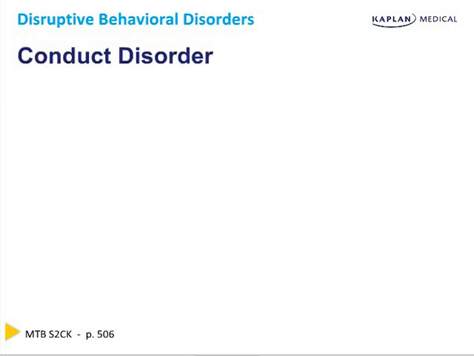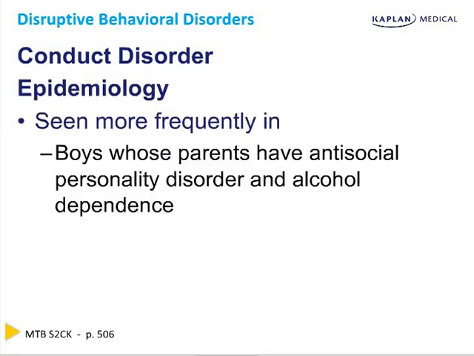A more severe behavioral disorder is conduct disorder. It leads to antisocial personality disorder, which we'll discuss when we get to more of the adult issues. But conduct disorder in a child, as you'd expect, is seen more frequently in boys, and in boys whose parents have antisocial personality disorder. In addition, if they have parents who are alcoholics, then their child is more likely to have conduct disorder. And now we'll discuss the symptoms of conduct disorder.